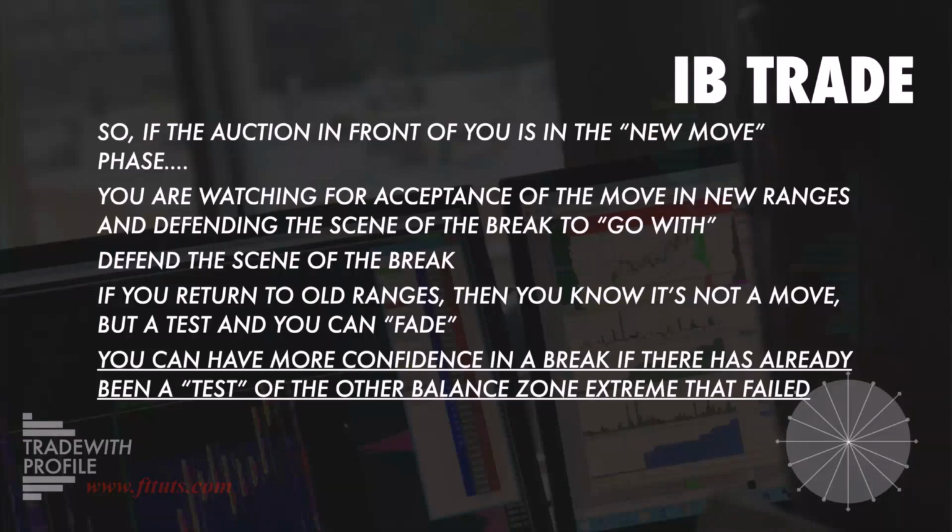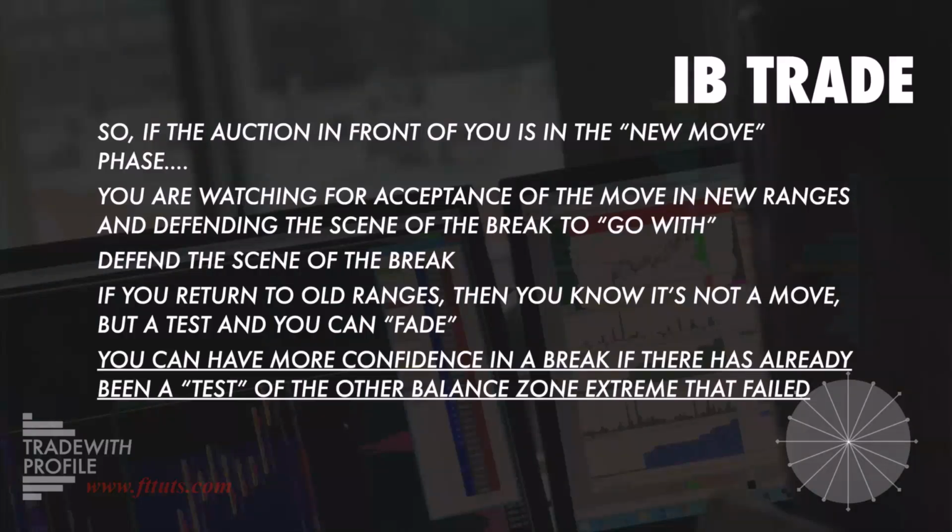And you can have more confidence in a break if there has already been a test of the other balance zone extreme that failed. What does that mean? That means if I have a range and I've already broken this way, I can have more confidence in the directional move this way, because there was already a test that failed in that direction.